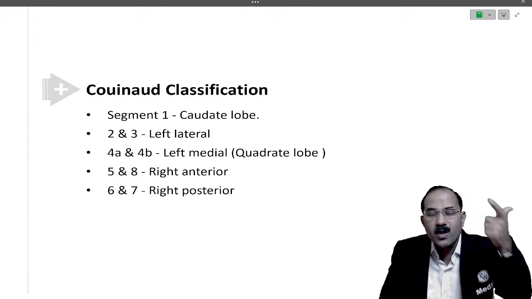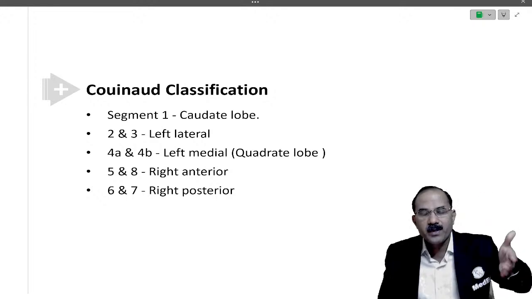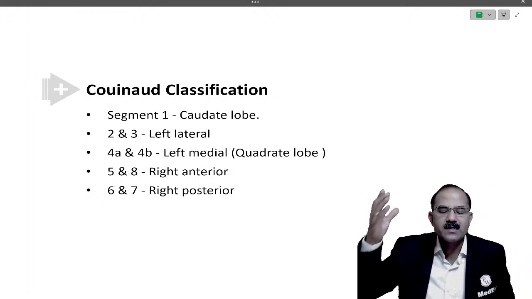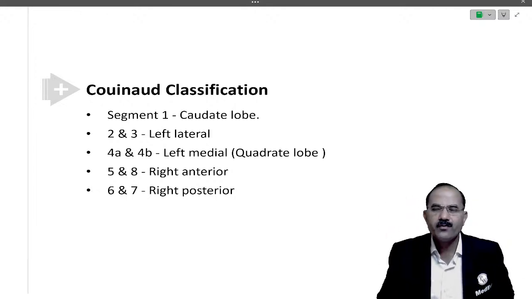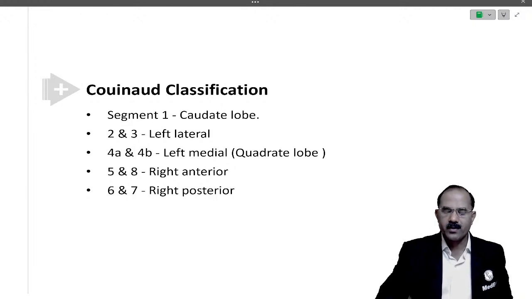Segment 1 is the caudate lobe. 2 and 3 are left lateral. 4A and 4B are left medial. 5 and 8 are right anterior. 6 and 7 are right posterior. 4A and 4B together are the quadrate lobe.